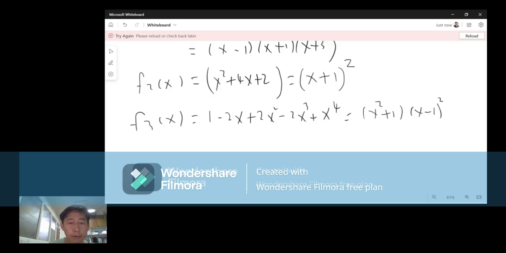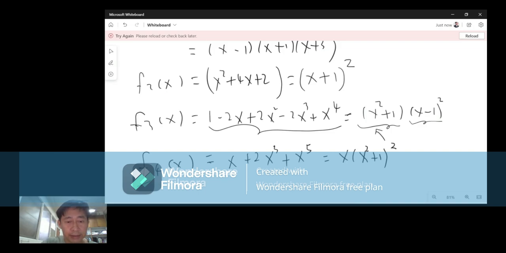The third example is f3, a polynomial of order 4. These expressions can be reduced to the product of 3 terms. The first term is an irreducible quadratic factor, whereas the second and the third terms are a repeated factor of x minus 1. The factor of x minus 1 here is repeated twice.